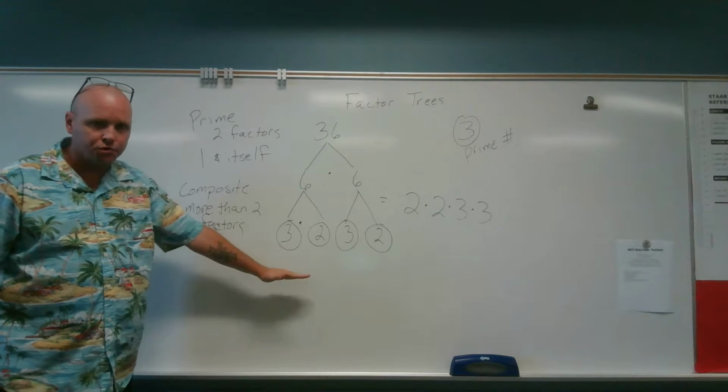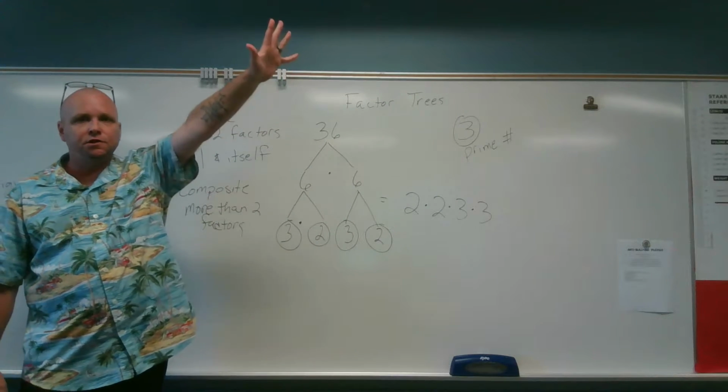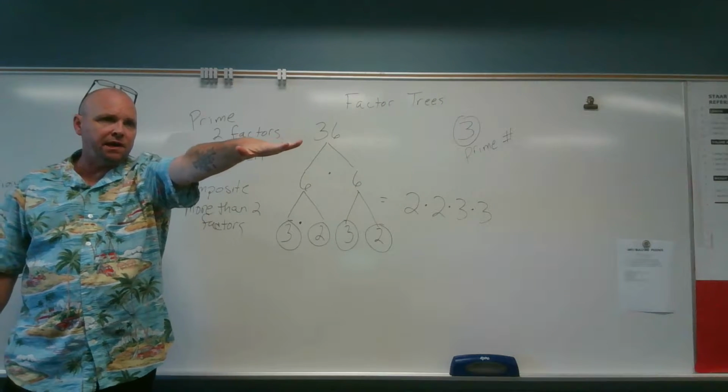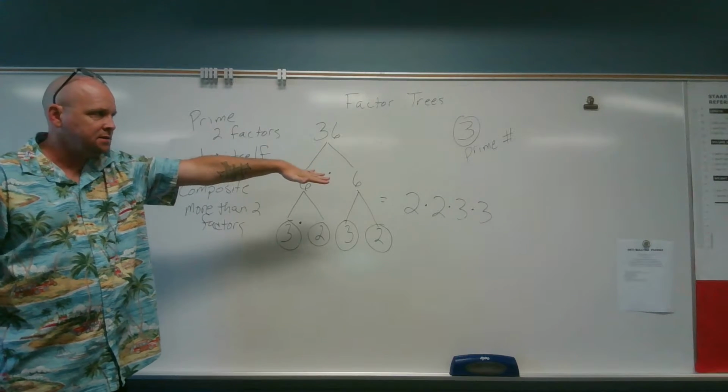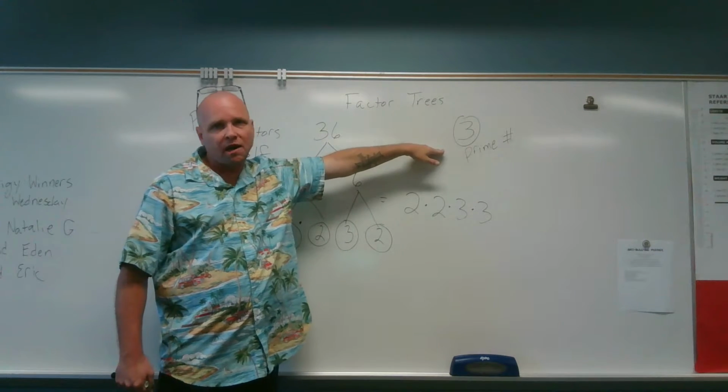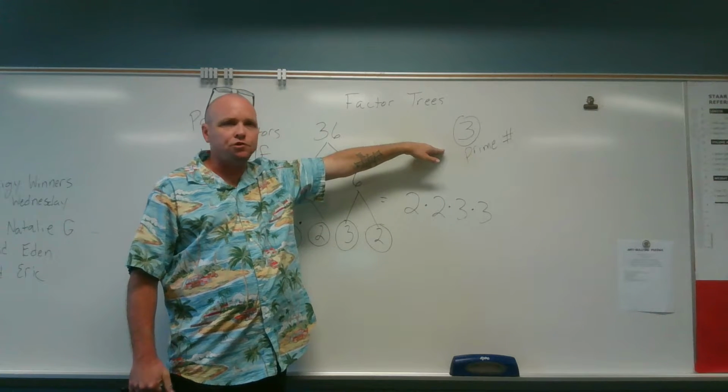So that's a factor tree. It'll ask you to make one if you can on mountain math. If you can't, you're just going to say the number's prime, because you can't make a factor tree for a prime number.